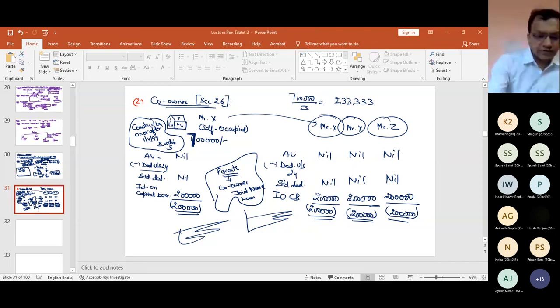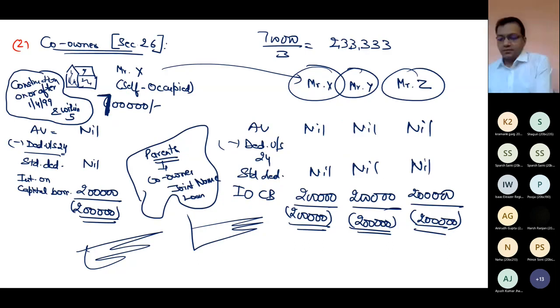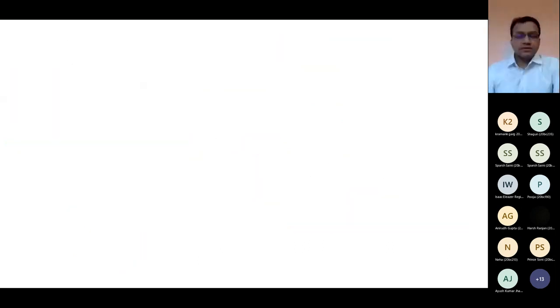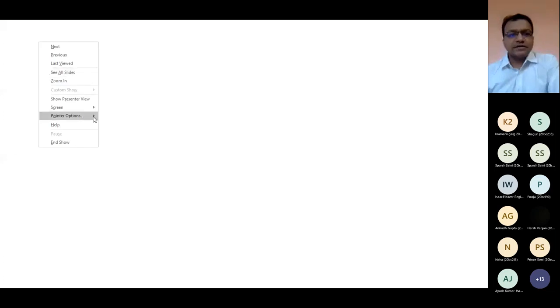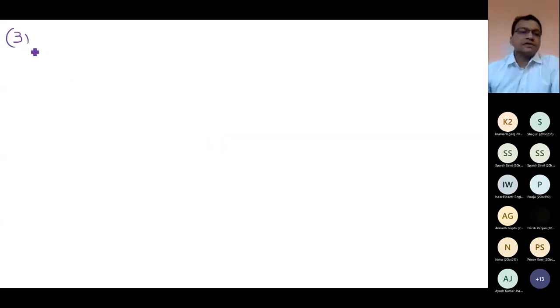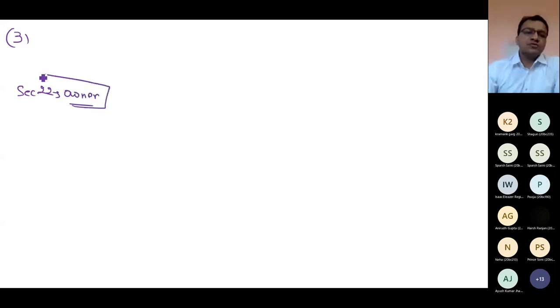As we know, this is the third miscellaneous point. To tax the income under the head house property, section 22 says that you must be the owner.